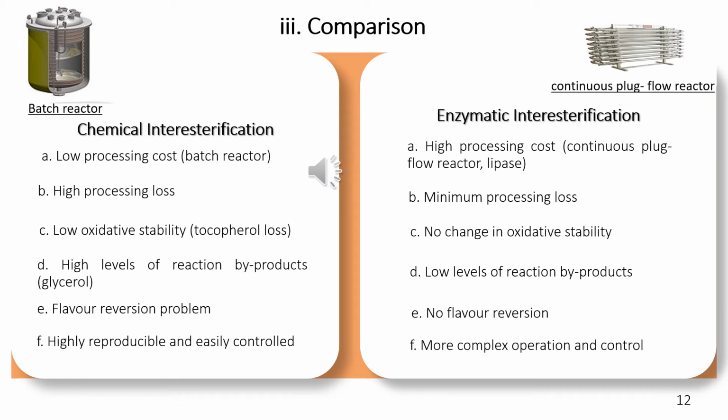Number one is chemical interesterification process requires low processing cost. So what is processing cost? The processing cost is the cost in which the products are manufactured in the large quantities, but the products are sold in the small quantities. And the process of chemical interesterification occurs in the batch reactors. You can see the picture of batch reactor in this slide.